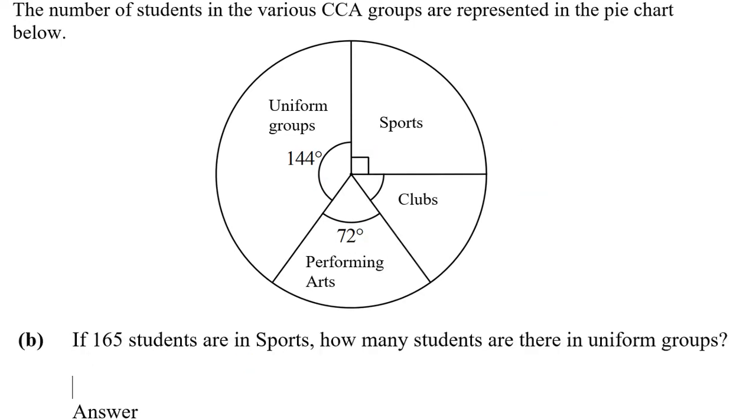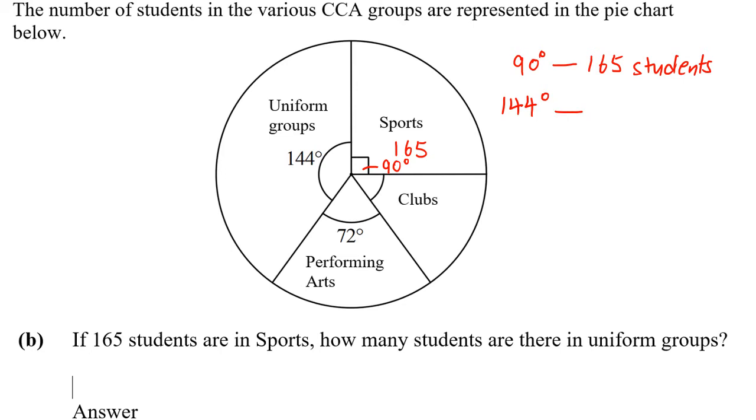Next, we are now going to use proportion to find the number of students in uniform groups. If there are 165 students in sports, how many students are there in uniform groups? We know that sports is represented by 90 degrees in the pie chart, and so 90 degrees is 165 students. How many students will it be for 144 degrees?